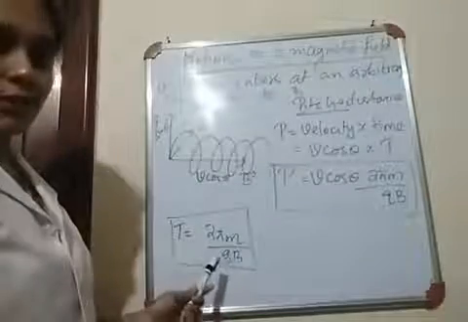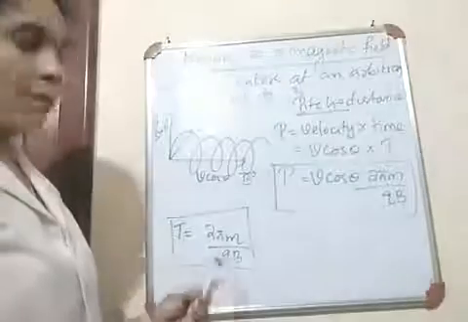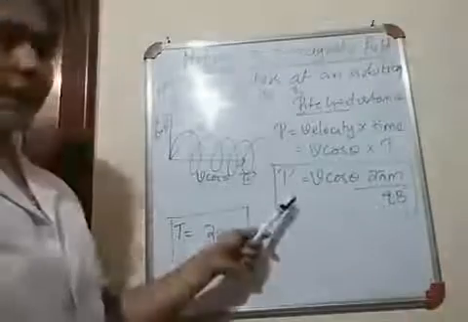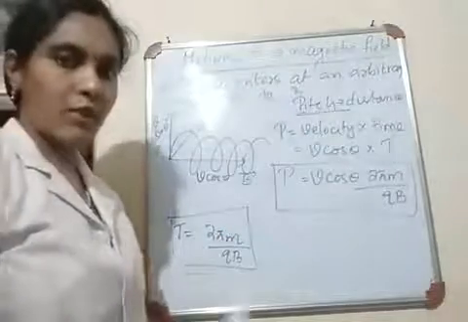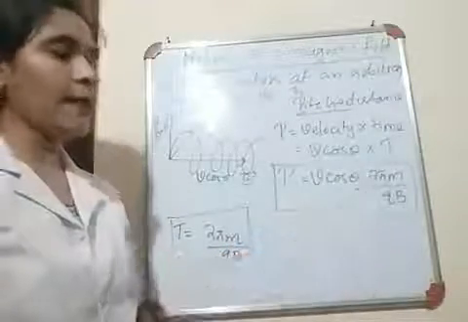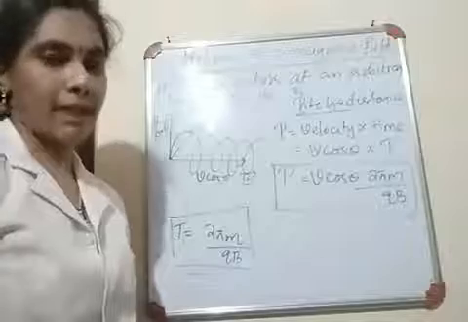Previously we had derived the expression for time period. What is that? 2 pi m by qB. So just substitute that expression here. You will get the expression for pitch. So what is pitch? Pitch P is equal to v cos theta into 2 pi m by qB.